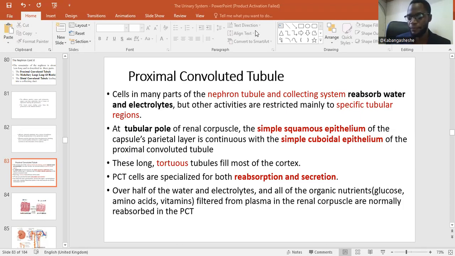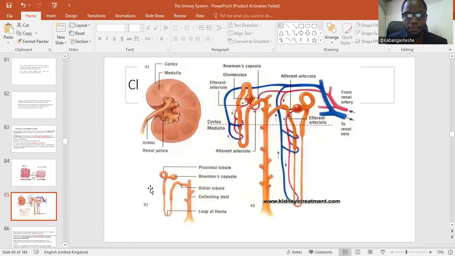All right. So in this particular discussion, we'll look at the parts of the renal tubules. That is the proximal convoluted tubule, the loop of Henle, and the distal convoluted tubule. So these are the structures shown here. This is a proximal convoluted tubule. That is a loop of Henle. And this is a distal convoluted tubule.